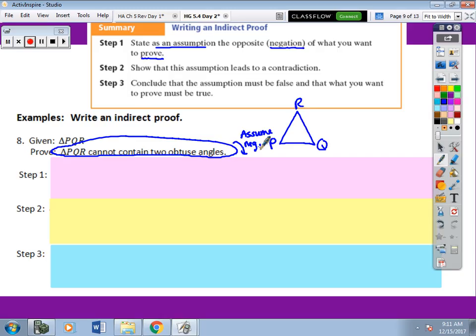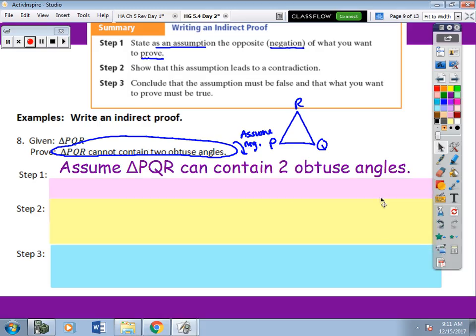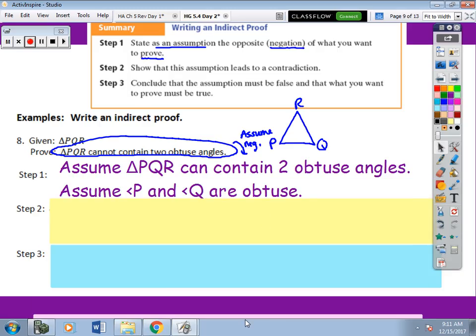So we're going to say, what would the negation of this be? Maddie? Good. Assume triangle PQR can contain two obtuse angles. Okay, now in this proof I do add in which two angles are going to be obtuse. So I just picked two that were in my triangle. So I said assume angle P and angle Q are obtuse.